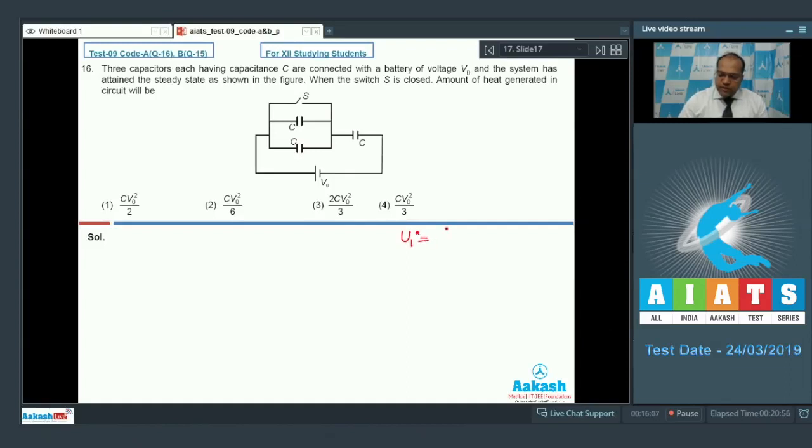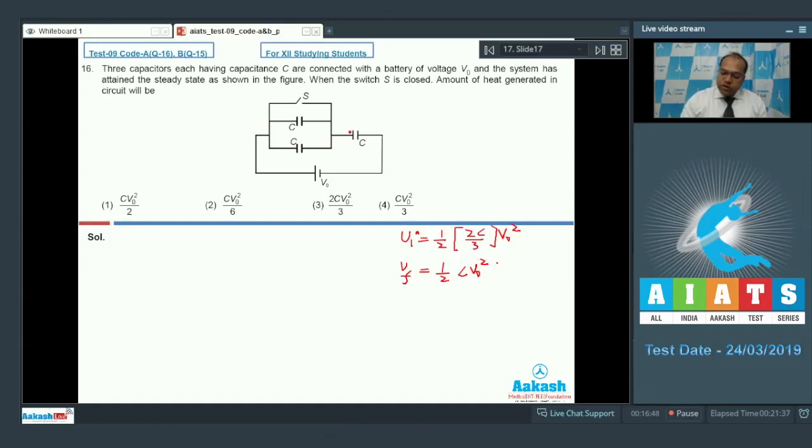in the system is given as half into C equivalent. The value of C equivalent is 2C by 3 because these two capacitors are in parallel, so their equivalent is 2C, and this 2C is in series with C. So this is 2C by 3 into V0 square. Now when the switch S is closed, the circuit will be short and no charge is stored in these two capacitors. So the final energy stored is half into C into V0 square.